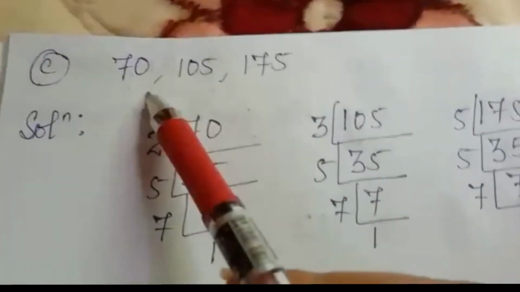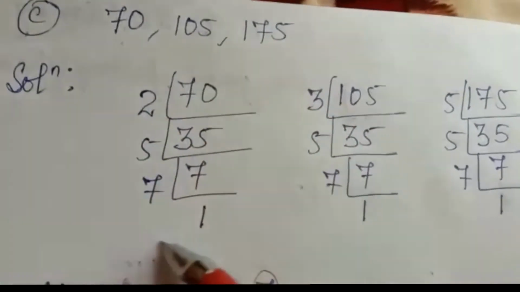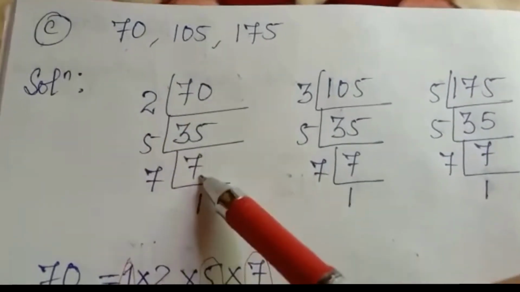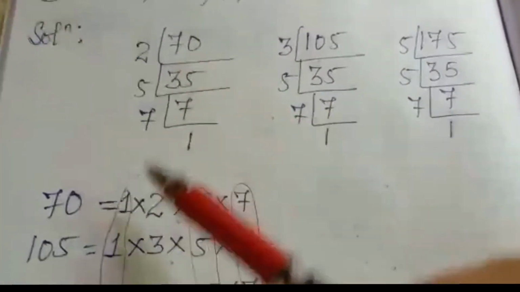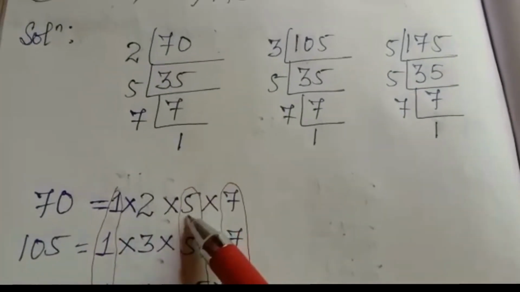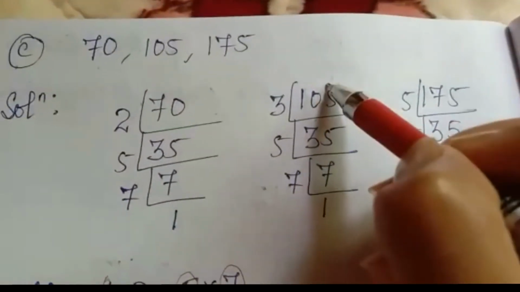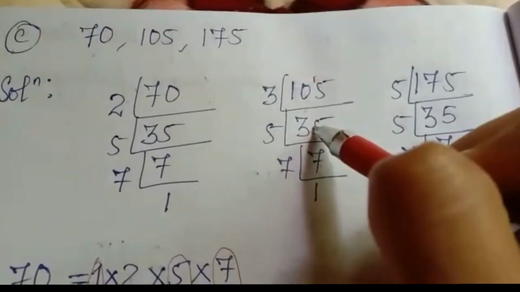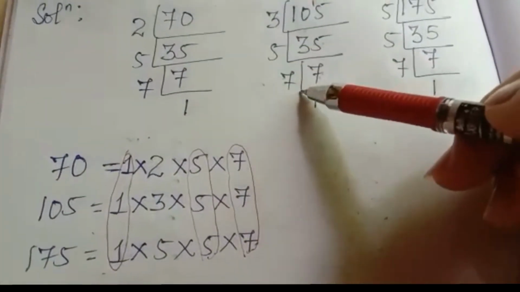Now next: 70, 105, 175. We will find the factors of 70 first. 2 35s are 70, 5 7s are 35, 7 1s are 7. So the factors of 70 are 1 into 2 into 5 into 7. Now 105. 3 3s are 9, carry 1, 3 5s are 15. 5 7s are 35. 7 1s are 7. So the factors of 105 are 1 into 3 into 5 into 7.